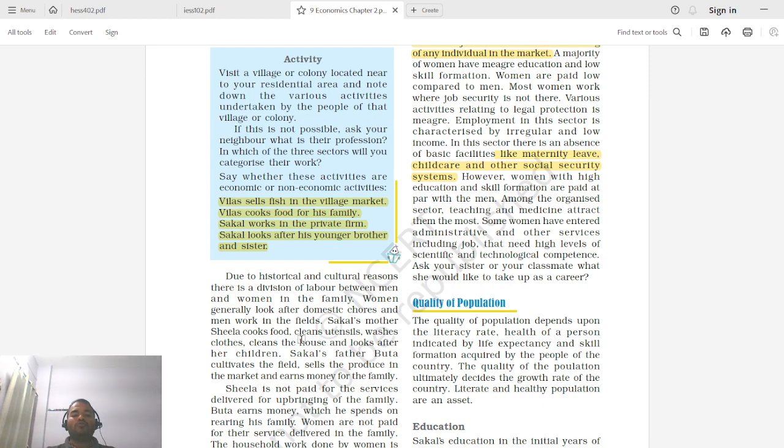So we now have to look at the quality of population. So just give me a minute. Yeah. So I think we can continue with this quality of population.